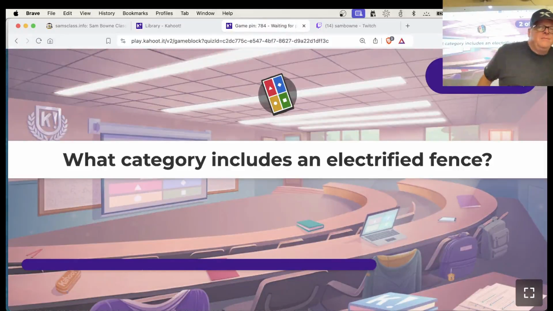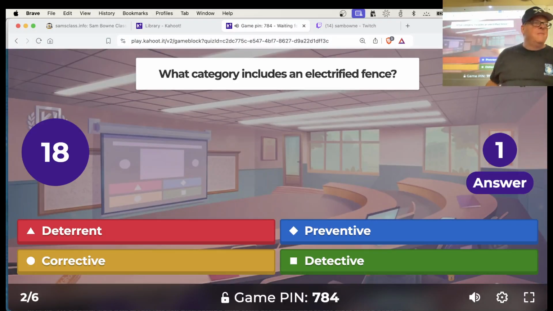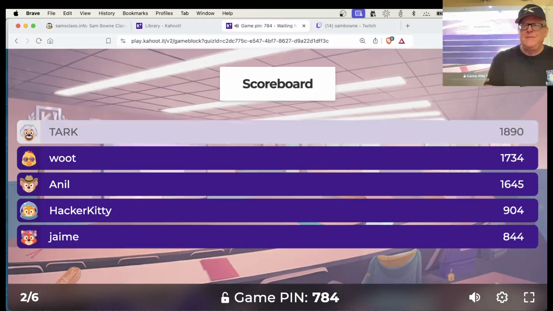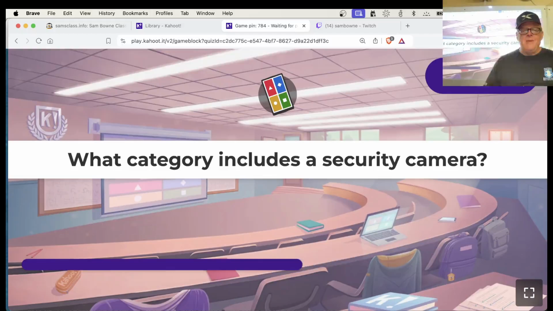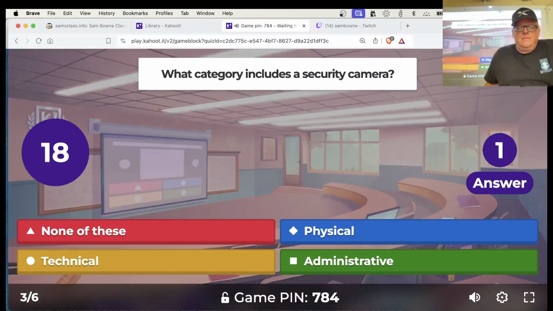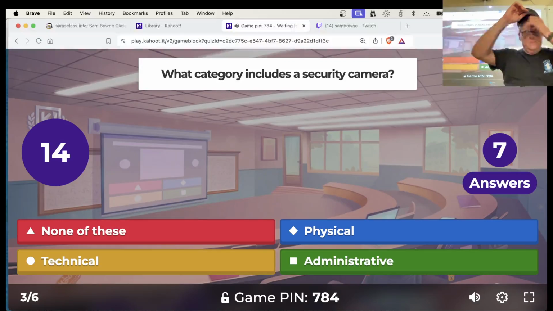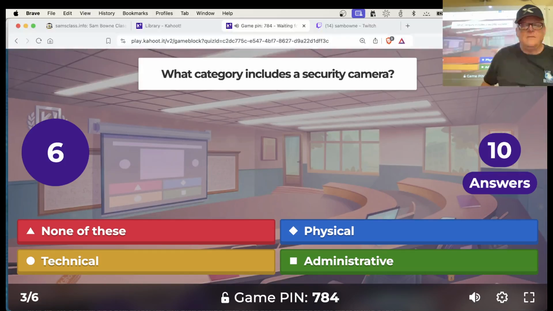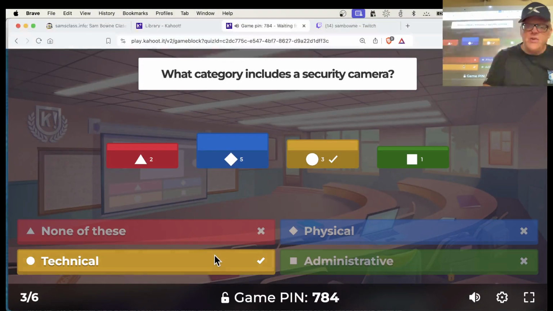All right, how about an electrified fence? That's preventive. That'll stop people from climbing over it. All right, how about a security camera? That's a technical control. It's a piece of technology to provide a level of security. It's a detective control. It's a detective technical control.